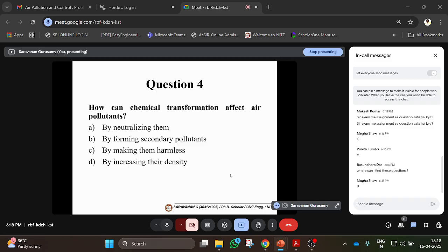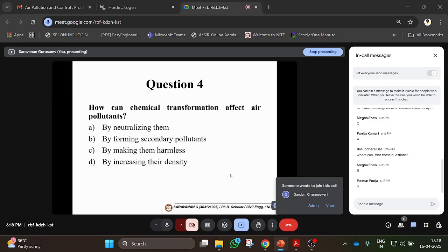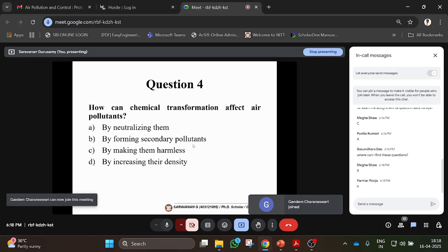By neutralizing them, by forming secondary pollutants, by making them harmless, by increasing their density. Please check how it will be chemical transformation, because many things will happen, like physical transformation that may disperse the pollutant. Chemical transformation will react with the pollutant and give a different compound. What is that called? Secondary pollutant.